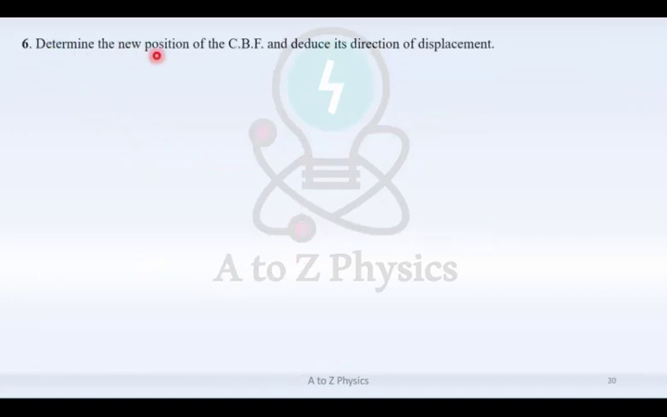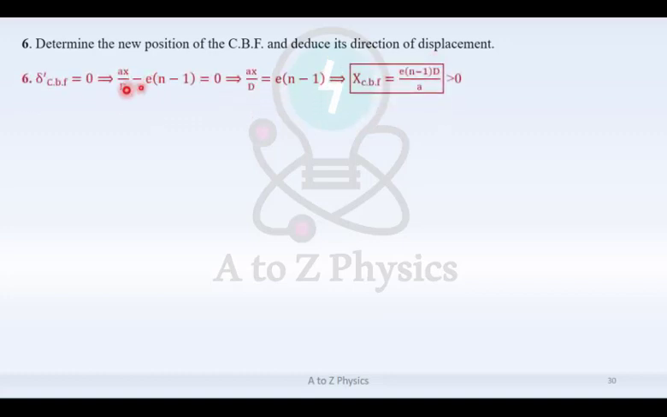6. Determine the new position of the central bright fringe and deduce its direction of displacement, if it is displaced upward or downward. The optical path difference of the new central bright fringe is 0, so a x over D minus e times (n minus 1) equals 0, which implies a x over D equals e times (n minus 1), so the position of the central bright fringe equals e times (n minus 1) D over a. Since n is greater than 1, x will be greater than 0, and we can deduce that the central bright fringe is displaced above O. As a conclusion, it is displaced to the side where the plate is introduced.